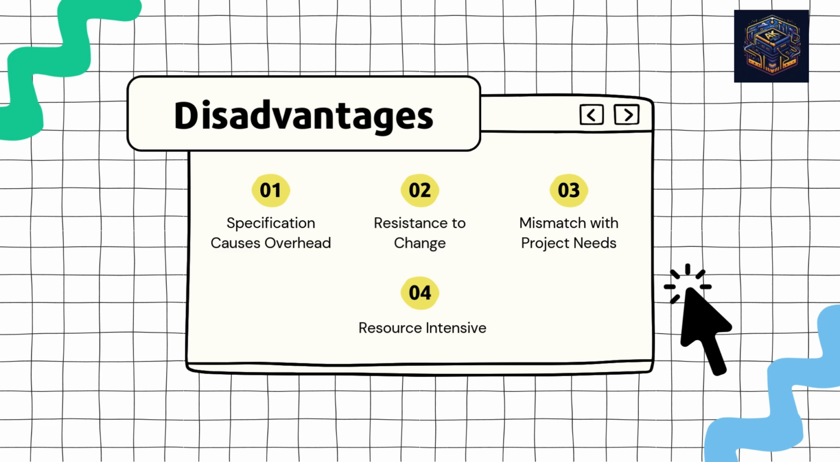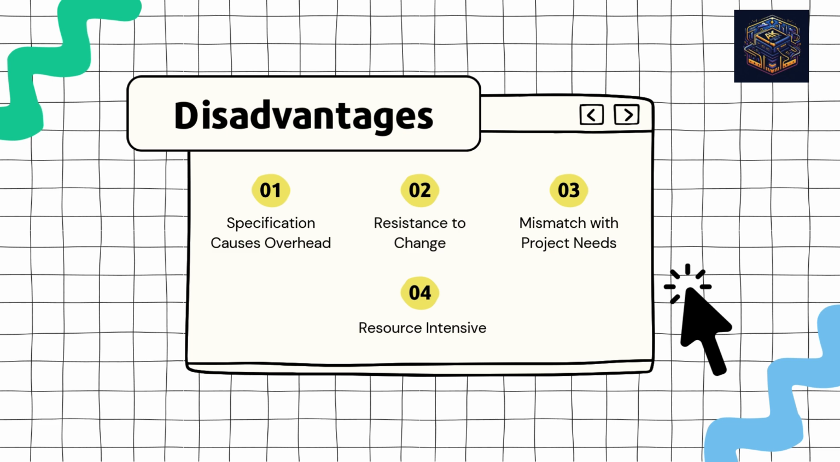Resistance to change. Another challenge is resistance to change. Teams may be hesitant to adapt to new specifications, especially if the existing process has been functioning well. This resistance can slow down the adoption of updated procedures or the introduction of new control mechanisms, affecting the overall efficiency.